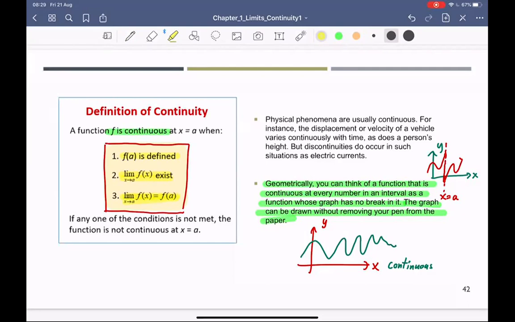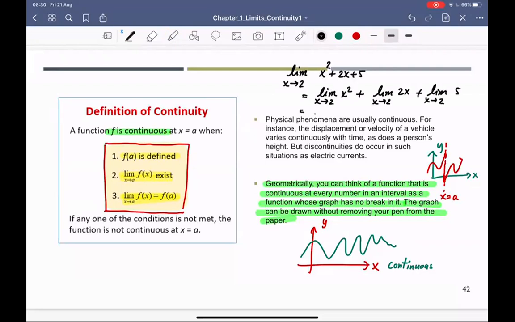This is why we say that plugging a number into the limit makes sense sometimes. Let's go back to when I taught you the limit laws. When you have the limit of x squared plus 2x plus 5 as x goes to 2, I told you that you have to use the limit law: limit as x goes to 2 of x squared, plus limit of 2x, plus limit of 5. Then you use the limit law again: the limit of x as x goes to 2, squared, plus 2 times the limit of x, plus the limit of 5.